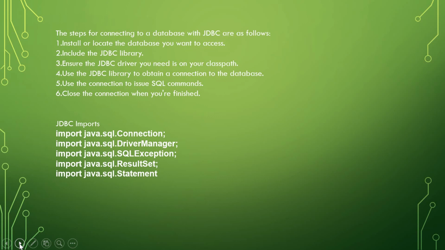The steps for connecting a database with JDBC are as follows. Install and locate the database you want to access. Include the JDBC library, and ensure the JDBC driver you need is in your classpath. Use the JDBC library to obtain a connection to the database. Use the connection to issue SQL commands. Close the connection when you're finished.